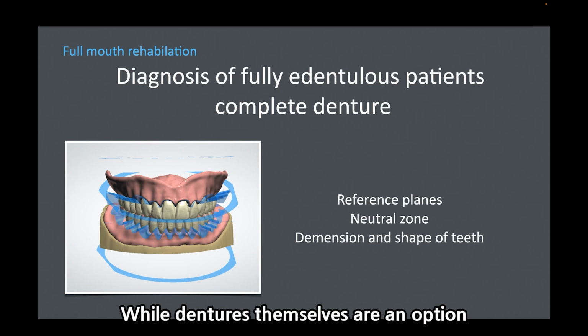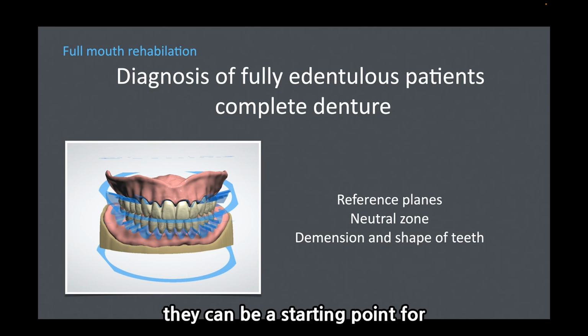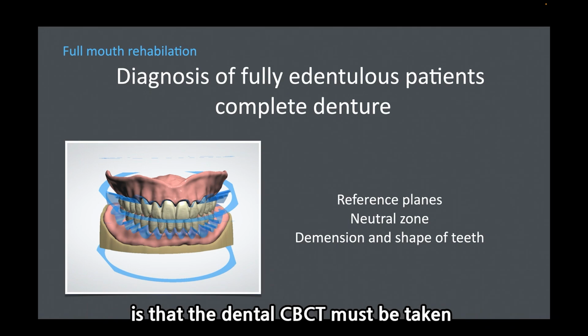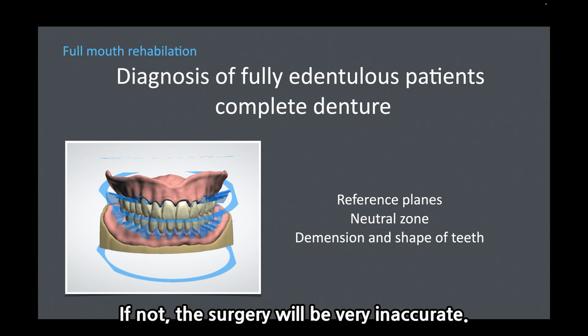While dentures themselves are an option for treating fully edentulous patients, they can be a starting point of full mouth implant treatment. One of the most important points when making a surgical guide and using it in surgery is that the denture must be taken at the originally planned position. If not, the surgery will be very inaccurate.